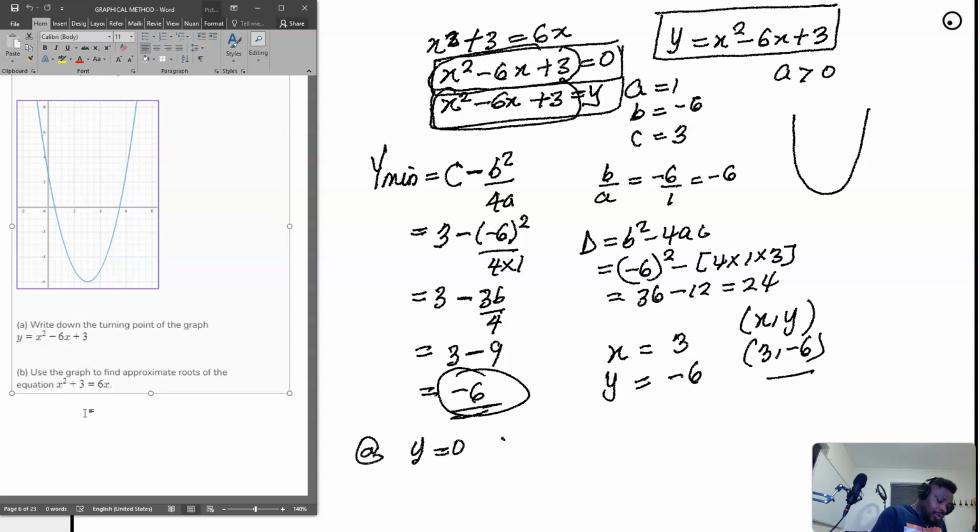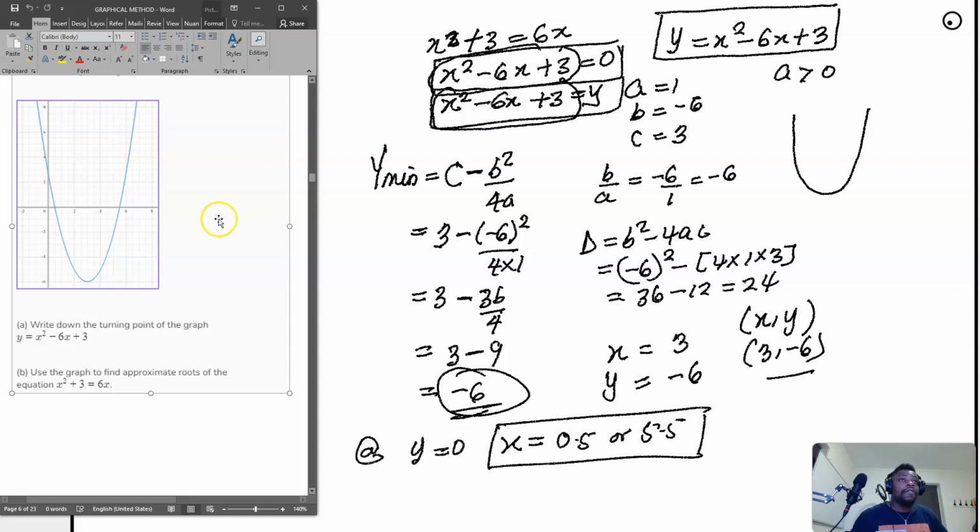So it's telling you that at y is equal to 0, what are the values of x? And it's also telling you the root of that equation is where the curve cuts the x-axis. So this is the curve here. Where does it cut the x-axis? The curve cuts the x-axis at this point and at this point. So this is 0.5, or this is 5.5. So the root of the equation is 0.5 or 5.5.